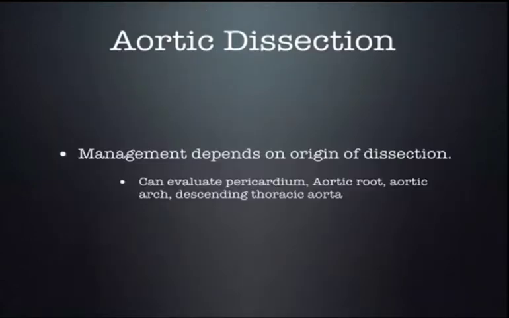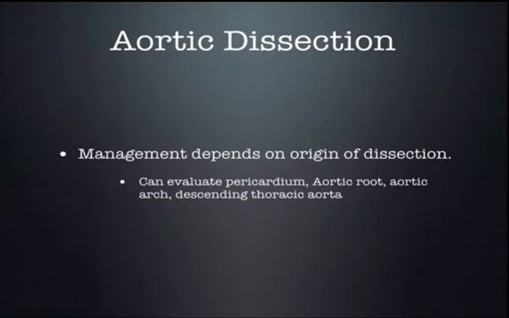Now bear in mind, the management of aortic dissection depends on the origin of that aortic dissection. If the aortic dissection originates from the ascending aorta, then this is a surgical disease. However, if the aortic dissection originates from the descending aorta, then by and large, it's usually a medical management disease. This is, of course, assuming that the dissection doesn't involve any major organs or the patient is not unstable.